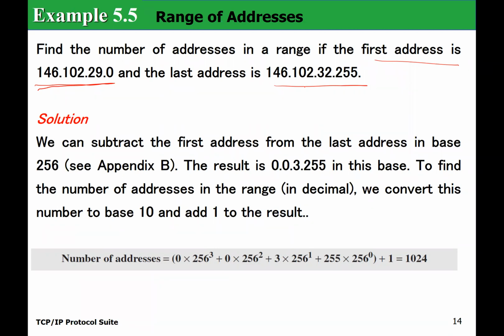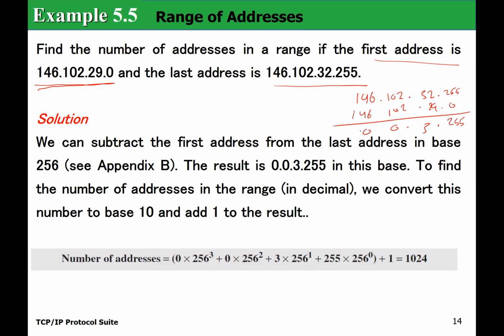So how do you do that? Simply subtract, all right? You will subtract them. You will do 146.102.32, then 255, minus 146.102, I'm sorry, dot, what else? 29.0. So subtract: it's going to be 255, 32 minus 29 is 3, and 0 and 0.